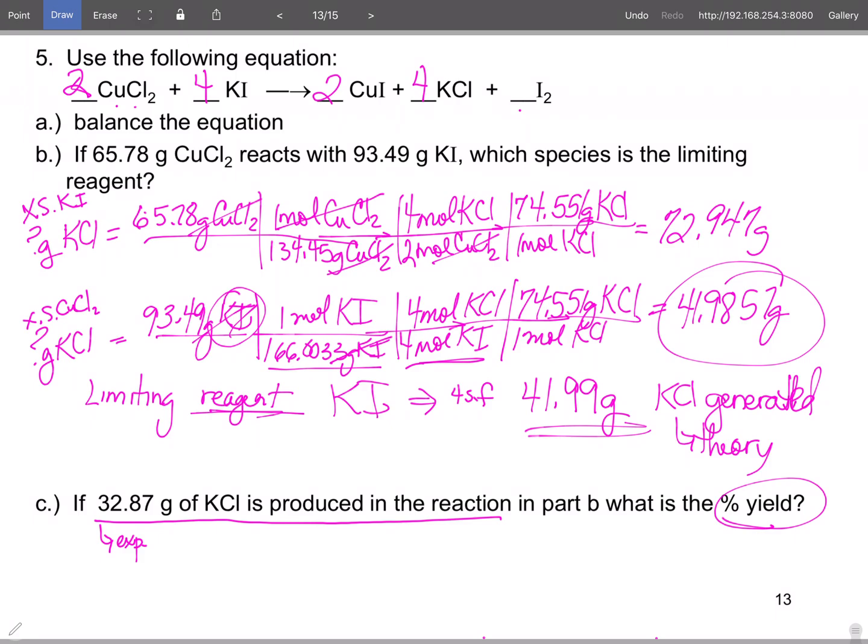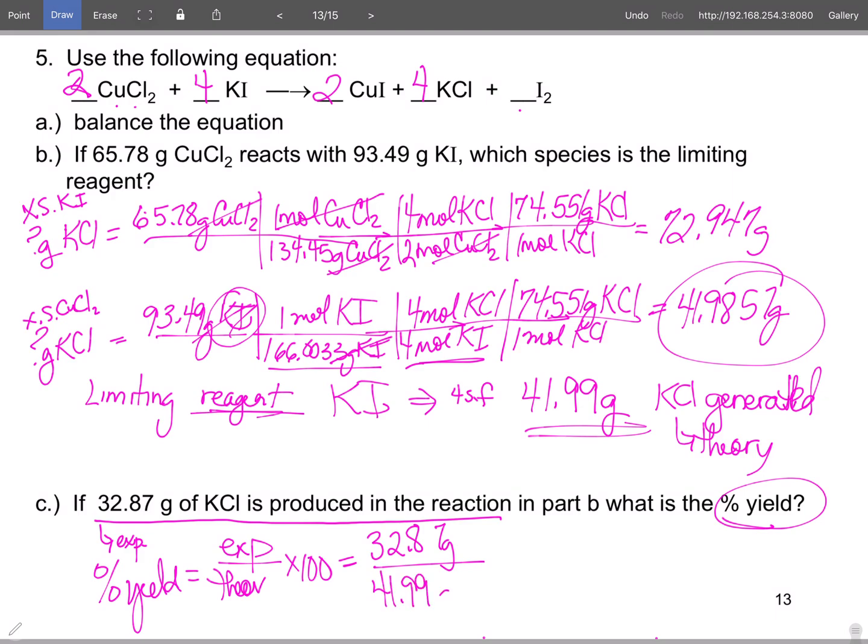So percent yield, remember, is going to be experimental divided by theoretical times 100, which means that in the experiment we're told we got 32.87 grams. In the theory we got 41.99 grams times 100. And that gives us a whopping 78.28%. I'm not really sure what the farther numbers are, but I stopped there because that's actually 4 significant figures, which is all my percent yield. So life is good. And we just worked a problem.